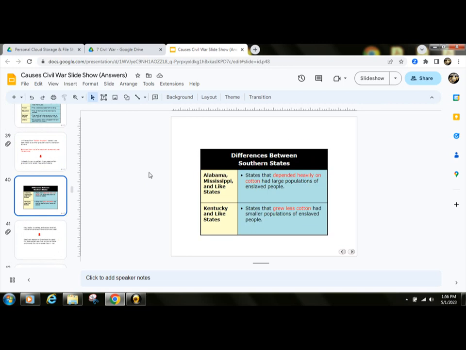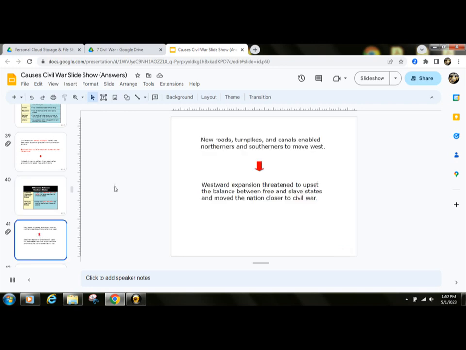Differences between southern states. Alabama and Mississippi were cotton states with large populations of enslaved people, whereas states further north like Kentucky grew less cotton and had smaller populations of enslaved people.